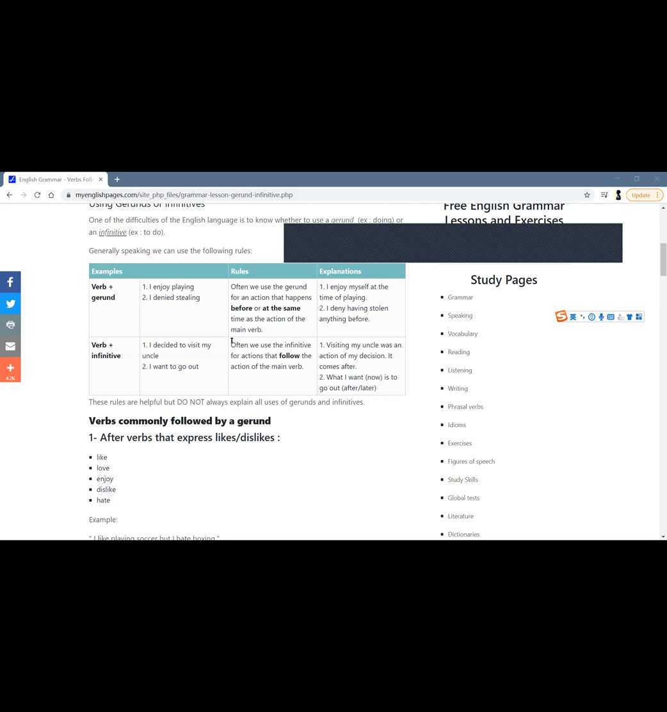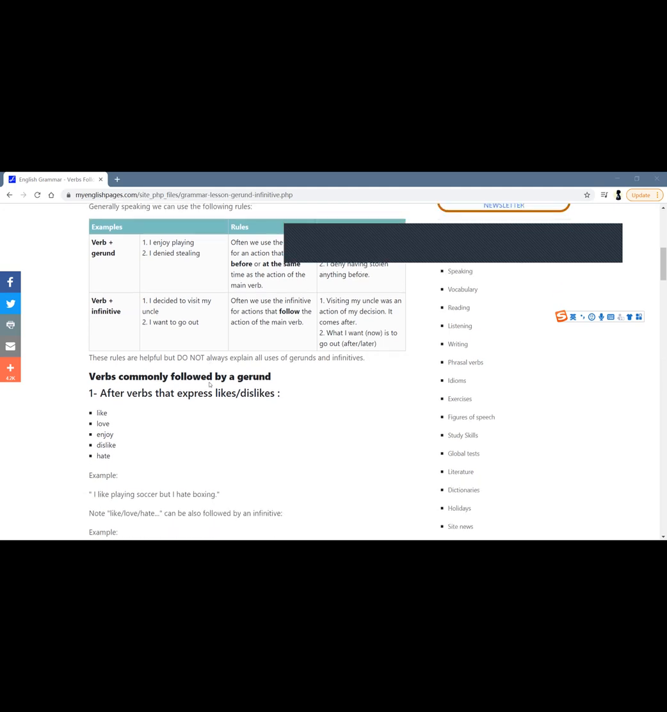And examples of verb plus infinitive are I decided to visit my uncle. I want to go out. We often use infinitive to describe actions that follow the action of the main verb. For example, visiting my uncle was an action of my decision. It comes after, which is what we want to say when we say I decided to visit my uncle. That means we are not visiting our uncle now. Instead, we are ready to visit our uncle.